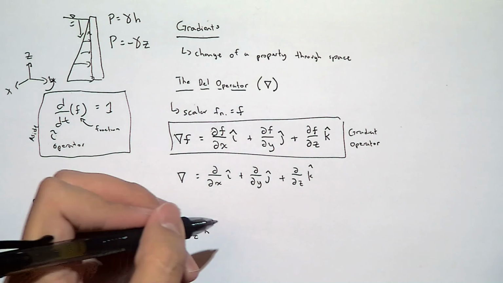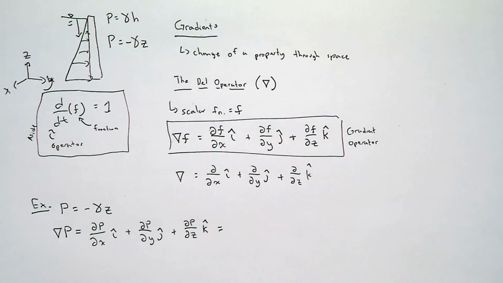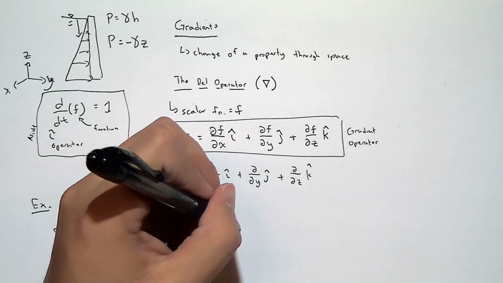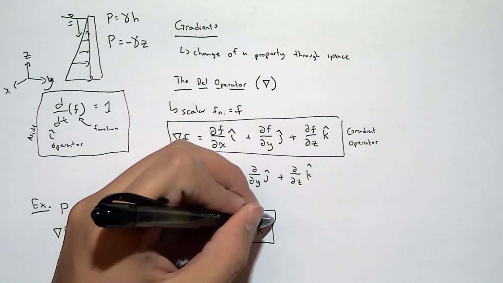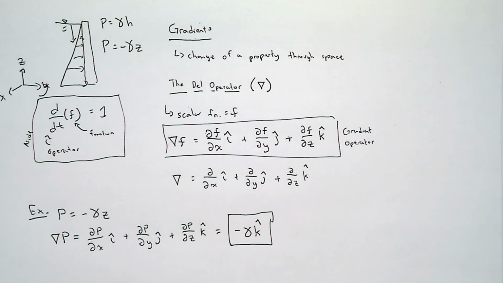And now let's solve for this gradient. What's the partial derivative of pressure with respect to x? With respect to y? With respect to z? Negative gamma k. So we get negative gamma k, and that is the gradient of a hydrostatic pressure distribution. So del P, sometimes we say grad P, grad for gradient, equals negative gamma k. Everybody understand where that comes from?